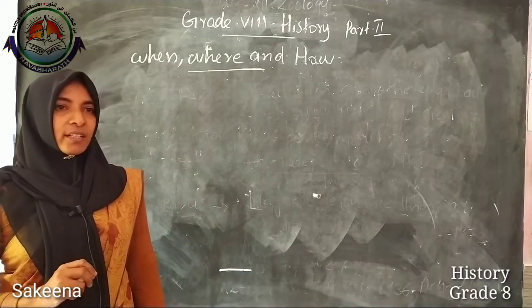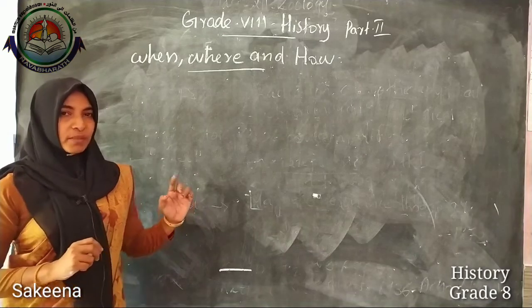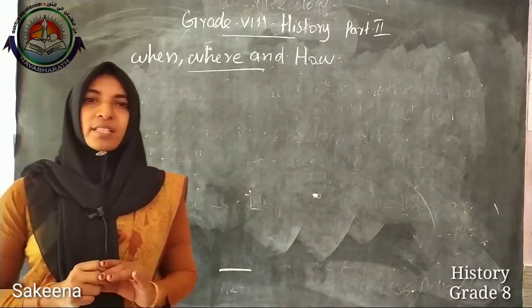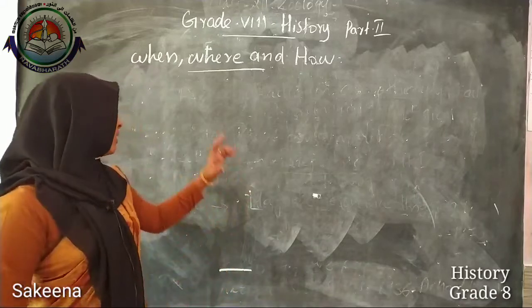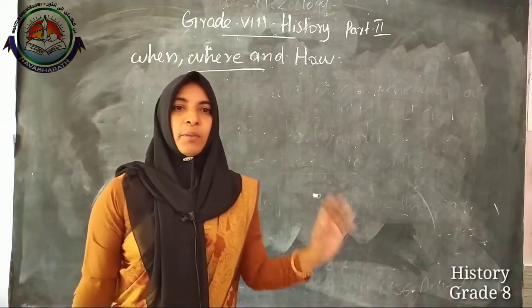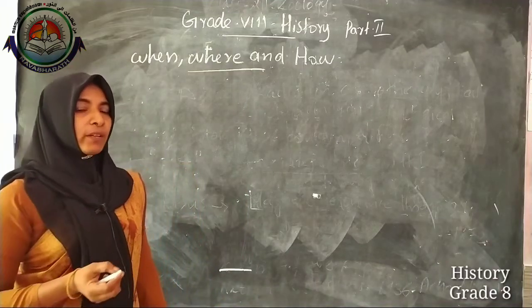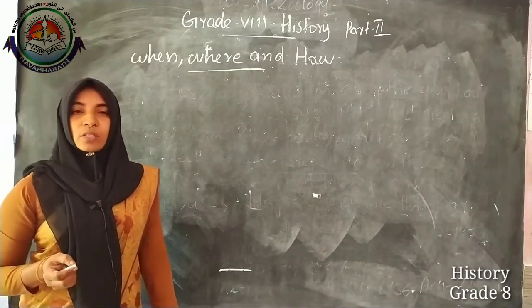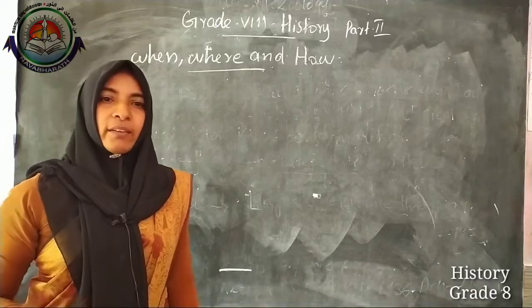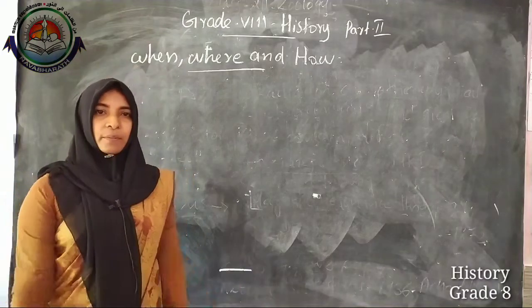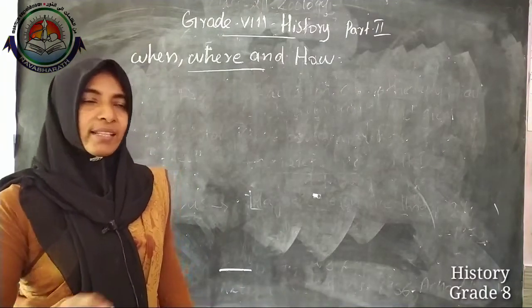Last class we studied the first part of the chapter. What was our chapter name? "When, Where and How." Up to where did we study that day? In sources of Indian history. Today we can start from the sources of Indian history.